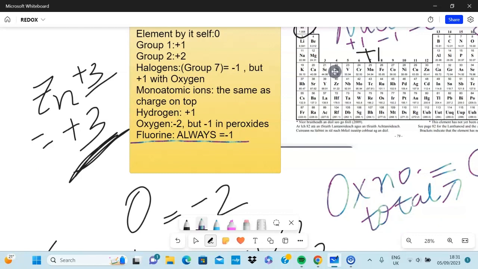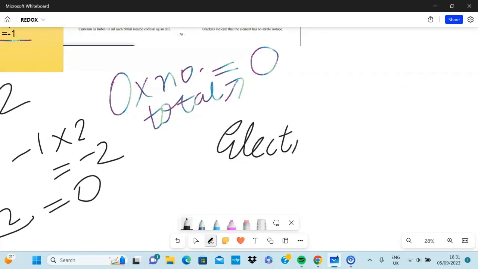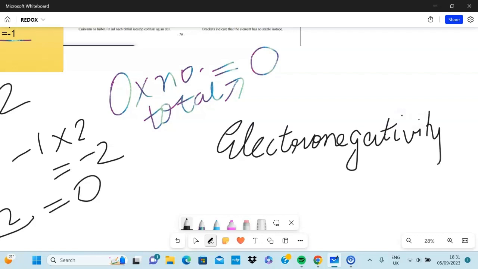Fluorine is always minus 1. It's always minus 1. It's extremely emphasized that it's always. Now you might be wondering why? Why is it always minus 1? Well, it has to do with electronegativity. Now you must have done that chapter before you get to oxidation and reduction. So what is electronegativity?